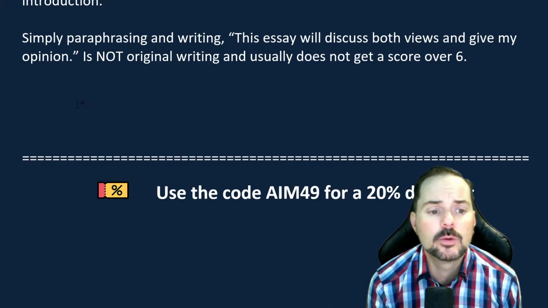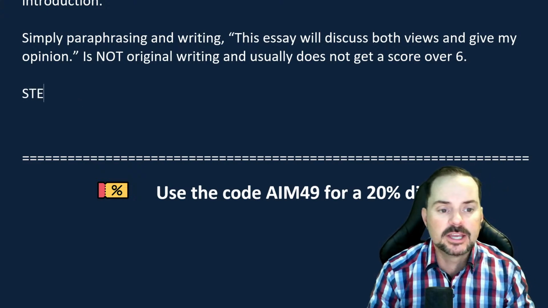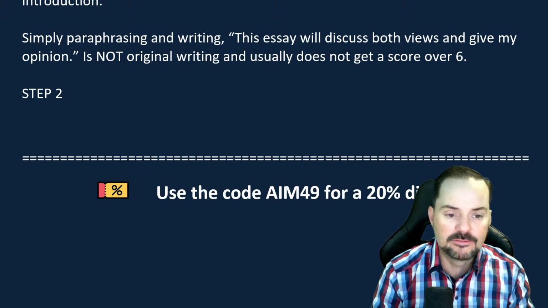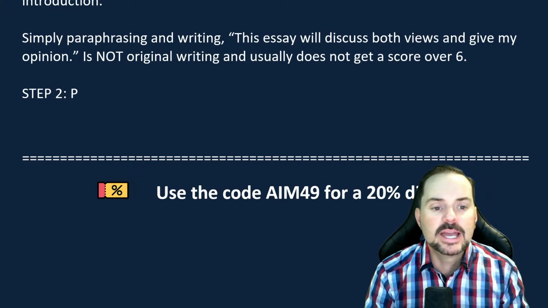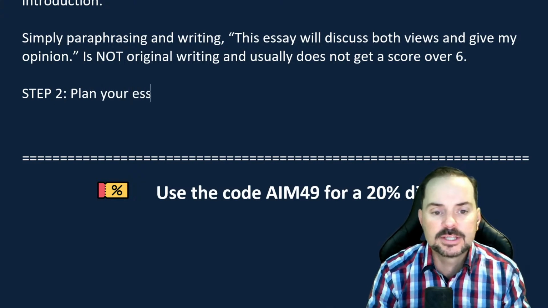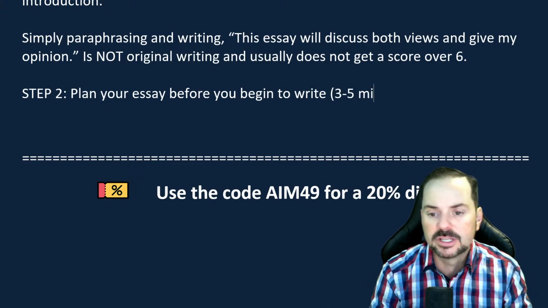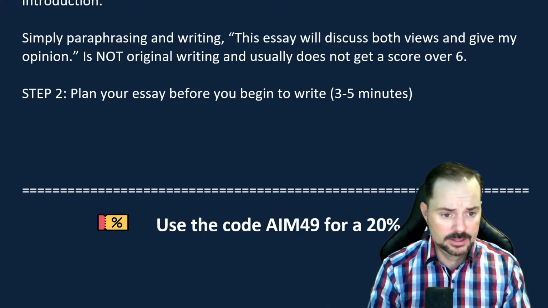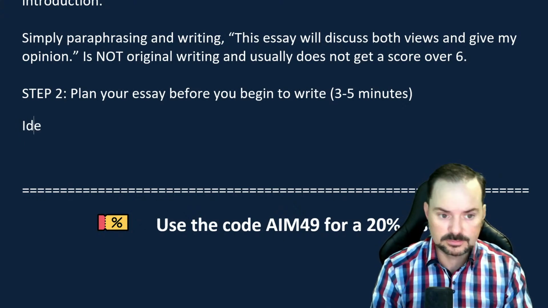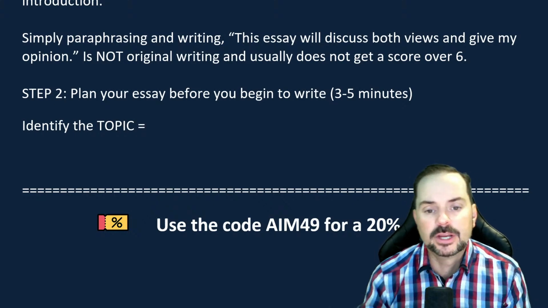We've now gathered some great vocabulary based on the different paraphrasing from our members. And now we can get into planning, okay? You should always plan your essay before you start writing, okay? So plan your essay before you begin to write, and you might spend anywhere from 3 to 5 minutes doing this, okay? First of all, identify the topic. So what are we writing about here?